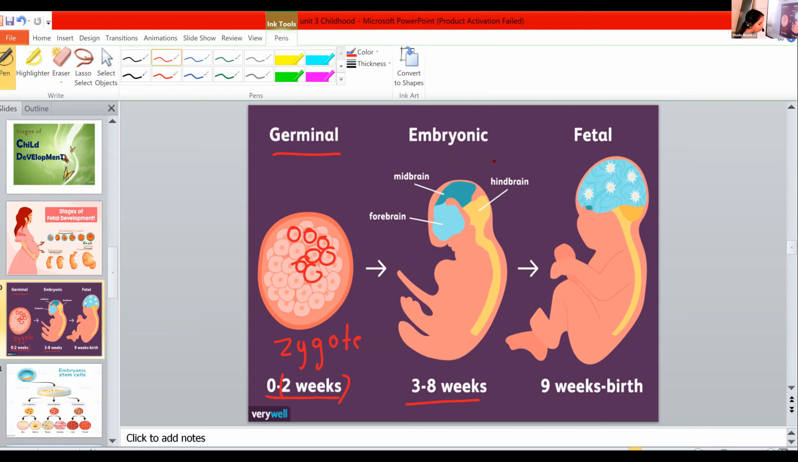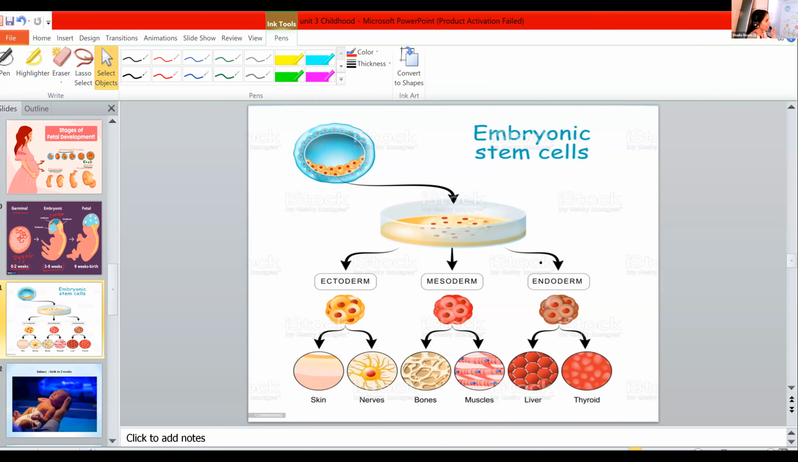Embryonic stage. So all these cells divide themselves into three layers. That is ectoderm, mesoderm, and endoderm. Okay. So the second stage, that is the embryonic period, is the period from the 3rd week to 8 weeks. And the cells divide themselves into three layers: ectoderm, mesoderm, and endoderm. Note down.